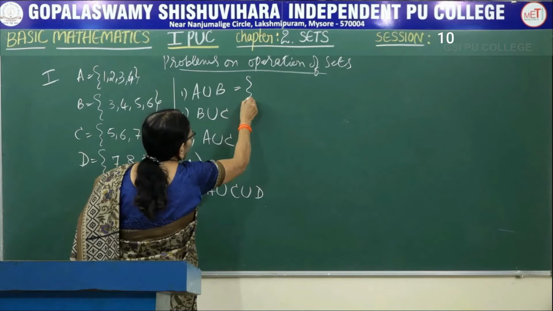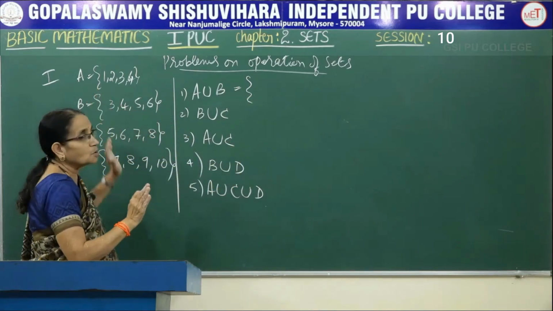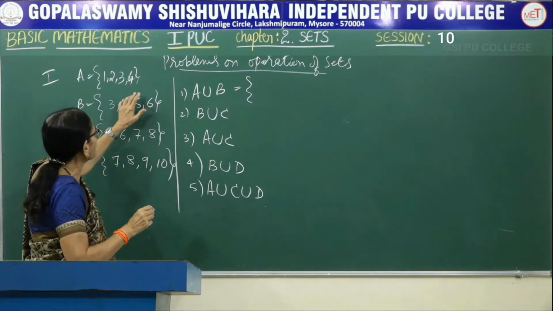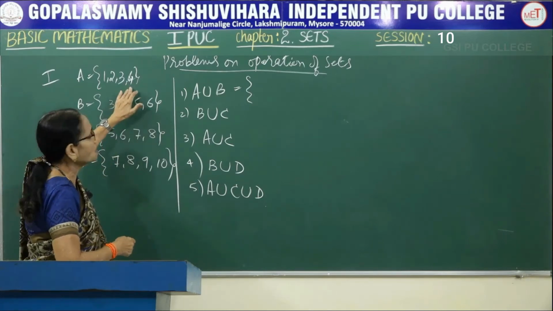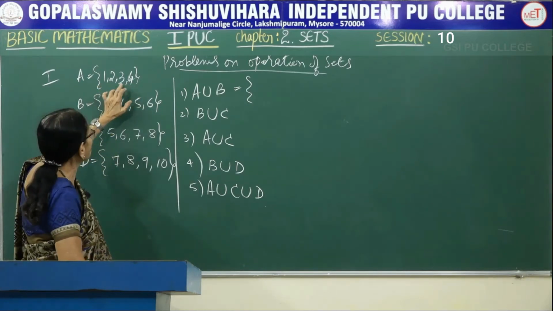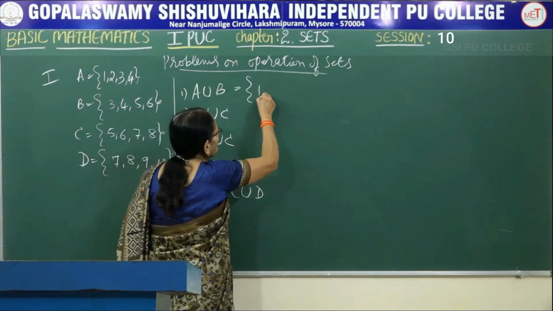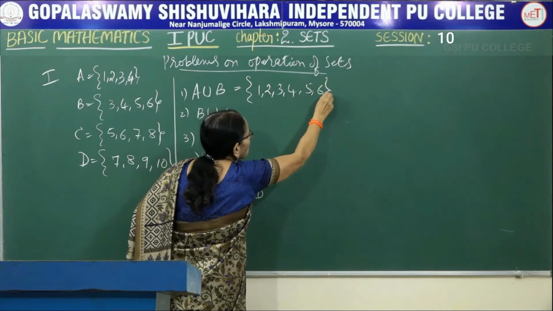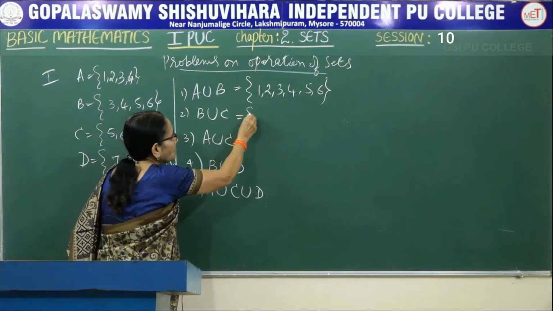So, let me take the first one, A union B. Union means you take all the elements which are present in both the sets. 3 and 4 have been repeated in both of them. Therefore, we need to write them only once: 1, 2, 3, 4, then omit the repeated ones, then 5, 6. So, 1, 2, 3, 4, 5, 6. These are the elements which are present in the union of A and B.